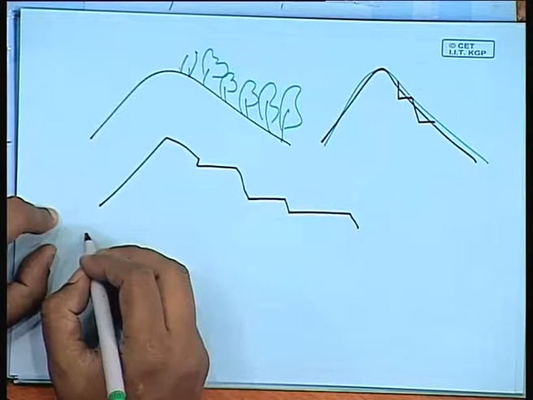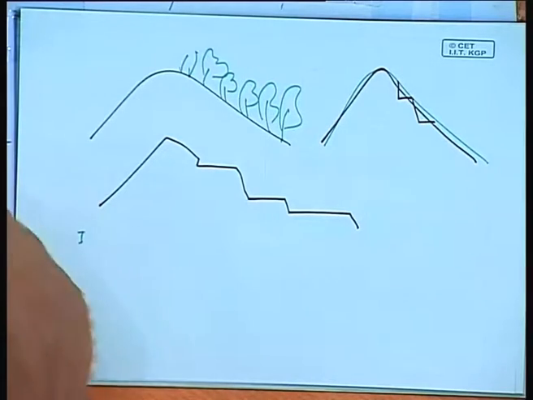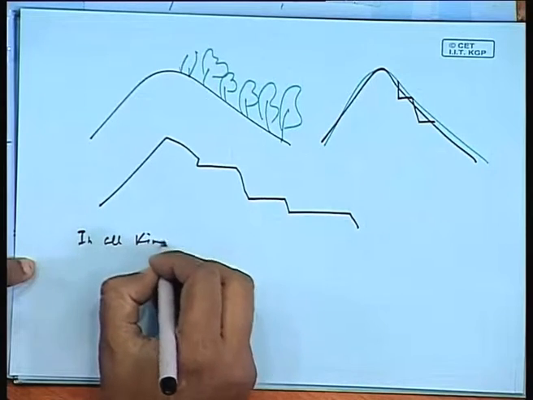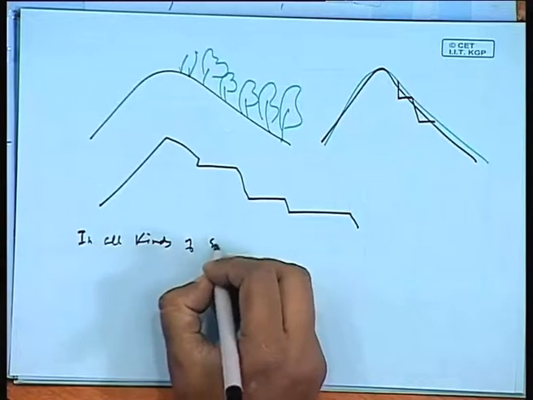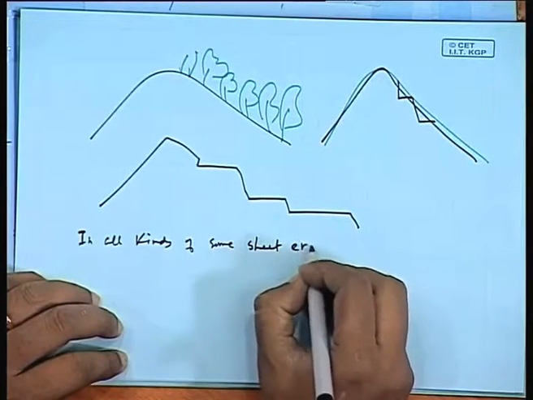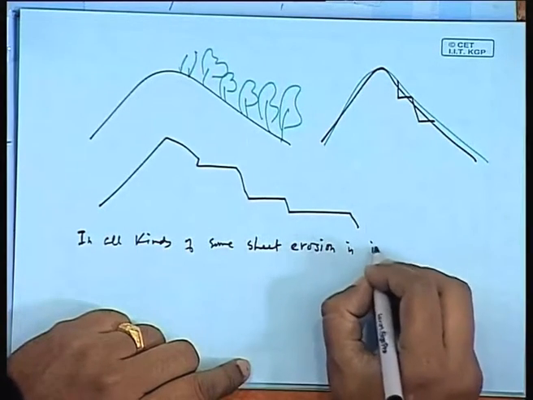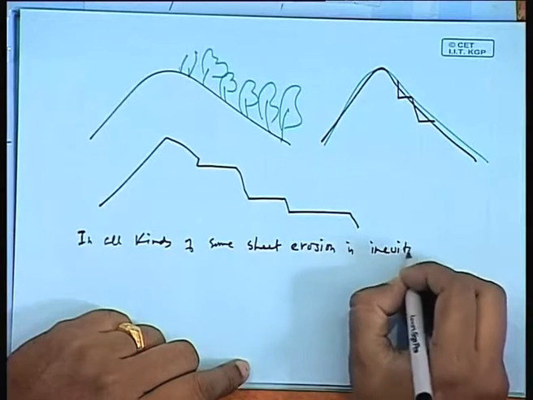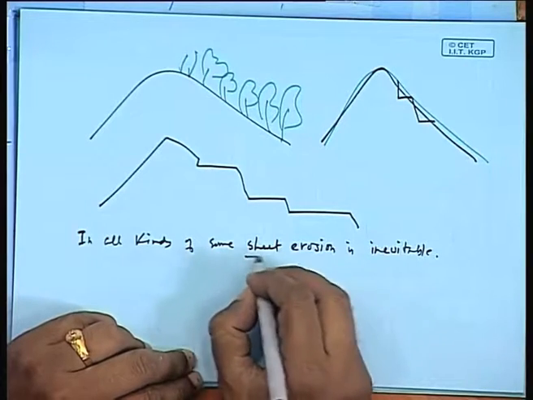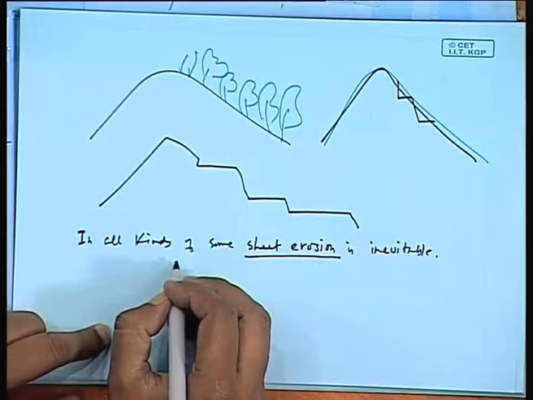See, of all these erosion types that we have discussed, generally what happens mostly in all kinds of soil is that some sheet erosion is inevitable. You cannot help it. Sheet erosion would take place.